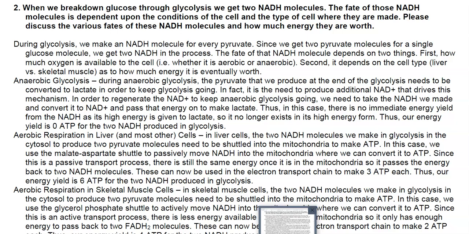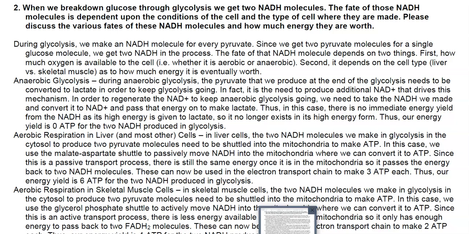We take the NADH and convert it to NAD+, so we can continue to provide NAD pluses for the anaerobic glycolysis to take place and keep on moving through glycolysis. The second way we can look at that is aerobic respiration in the liver, and that includes most cells.